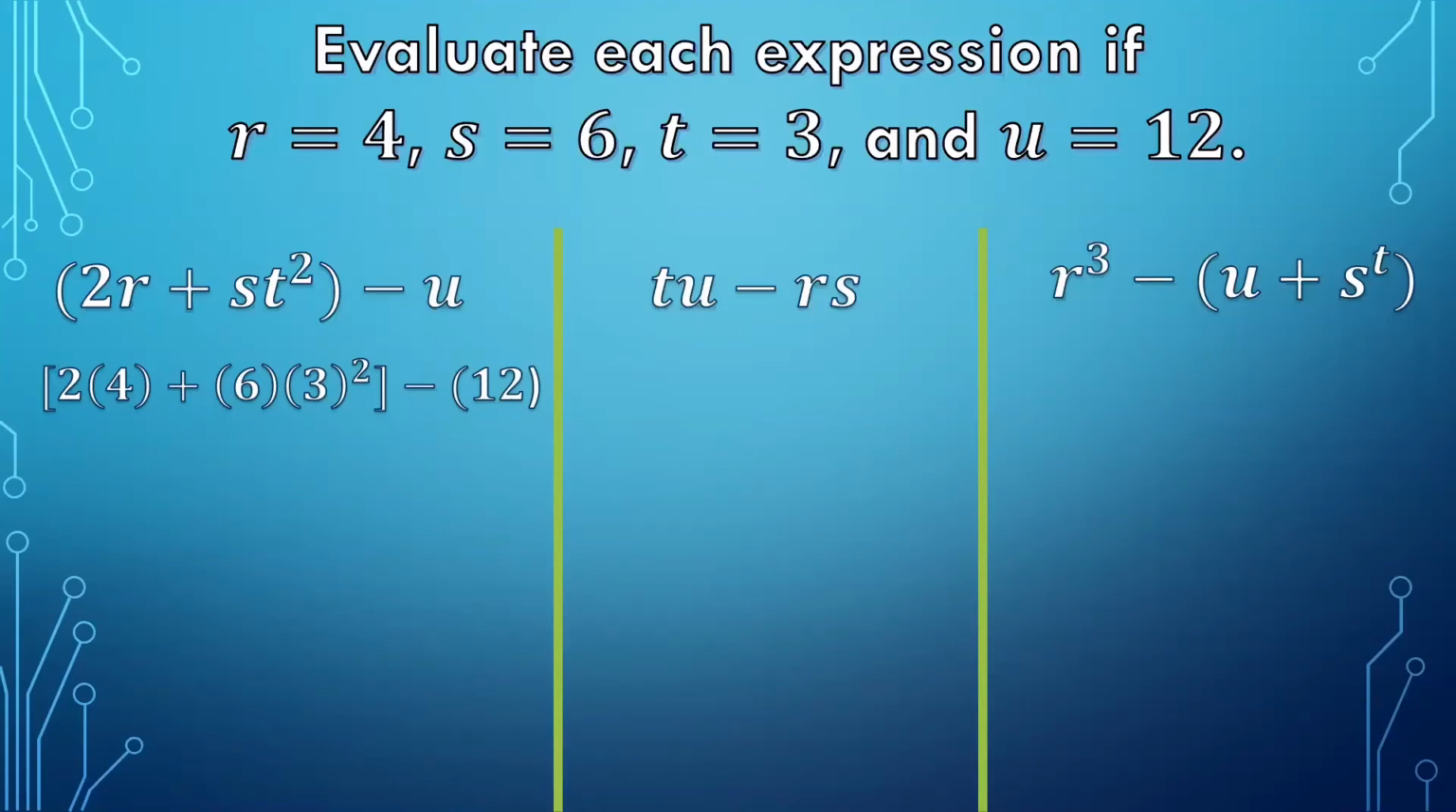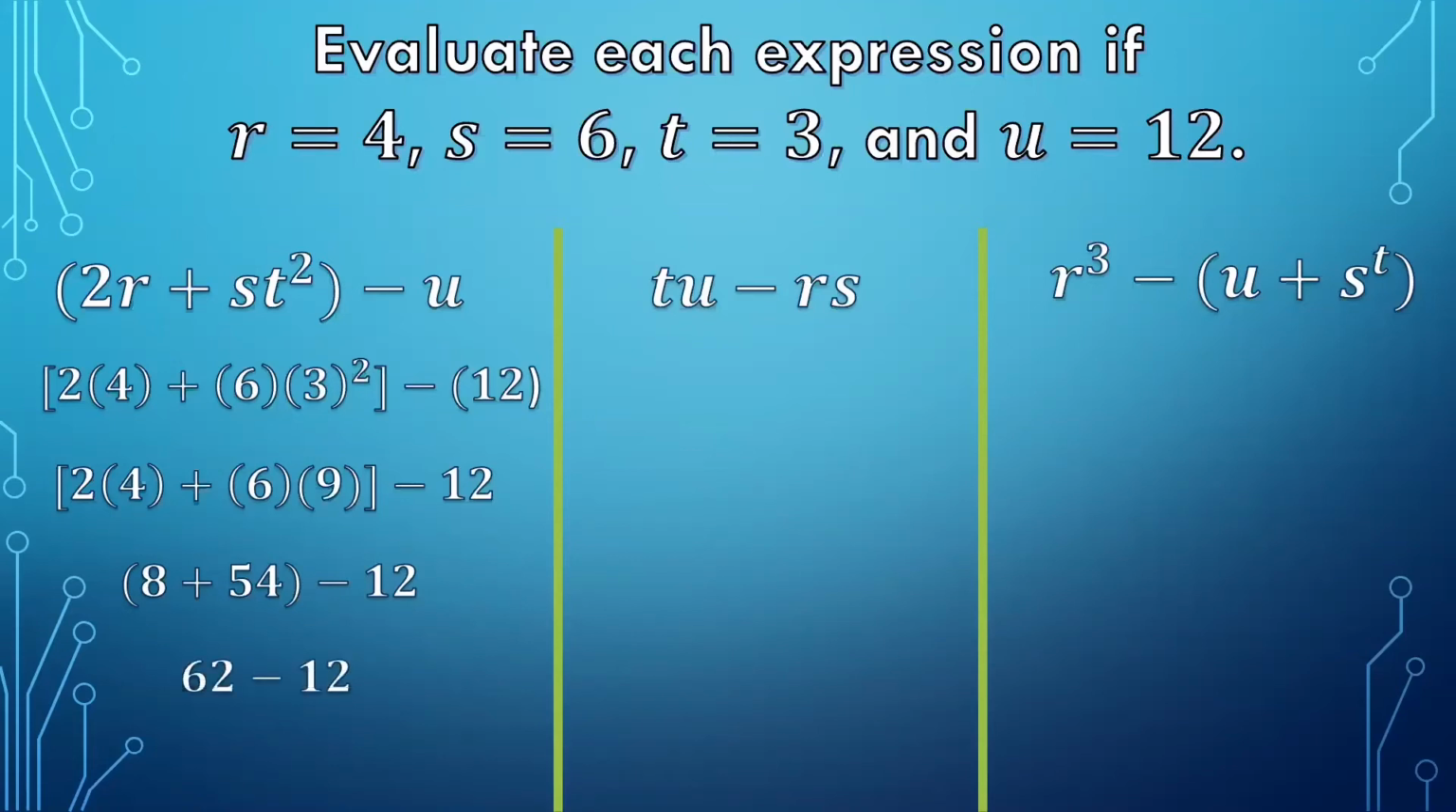I need to go inside my brackets, and I need to first do my exponent because that's order of operations. I then need to go do multiplication. So I'm going to do my 2 times my 4 and my 6 times my 9. I am still not down to one number inside my parentheses. So I must add 8 plus 54 to get 62. 62 minus 12 is in fact 50.